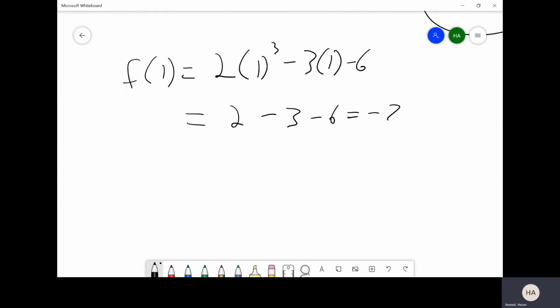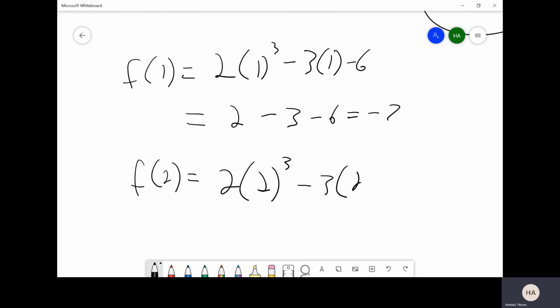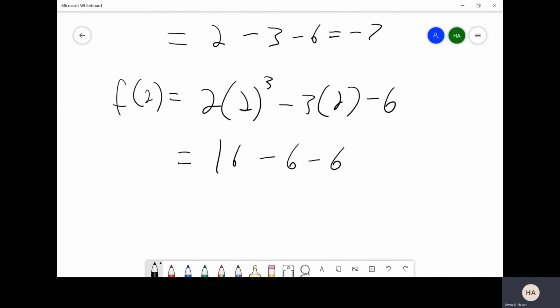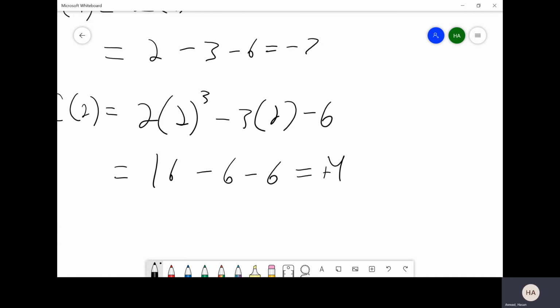So let's go ahead and plug f of 2 in. So f of 2 means we're going to have 2 times 2 cubed minus 3 times 2 minus 6. 2 cubed is going to be 8, and 2 times 8 gives you 16, minus 6 minus 6. So minus 6 is minus 12. 16 minus 12 gives you positive 4. We got a positive number.